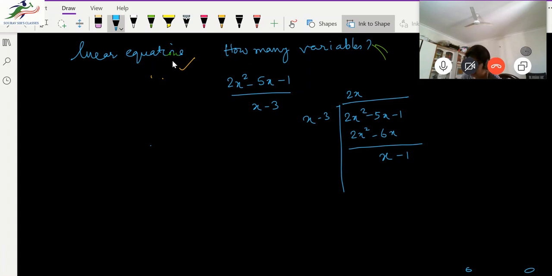So next, we divide x by x and then we'll get plus 1. Then we multiply that by x minus 3. We'll get minus x plus 3, which will be 2.